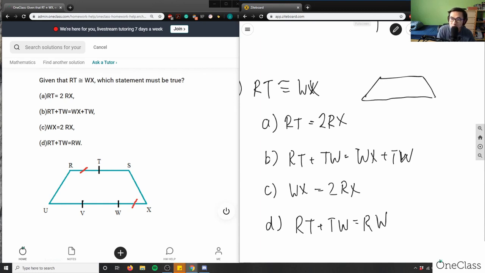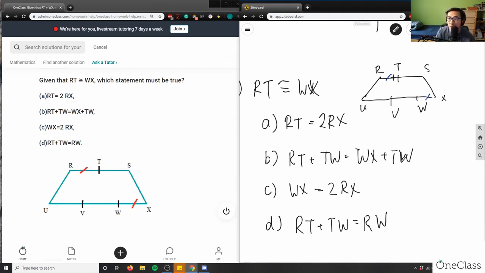So this is R, this is T, S, X. This here is congruent with this side here. This here is W. This here is V, and this here is U. Okay, so we have our 4 points here.